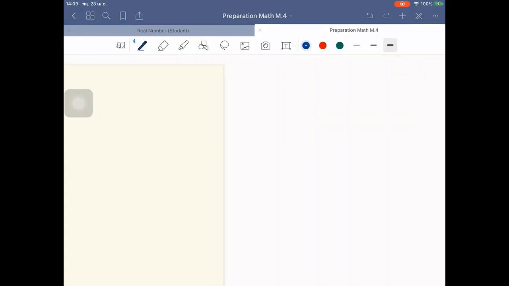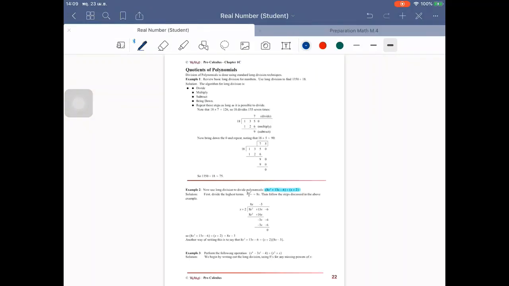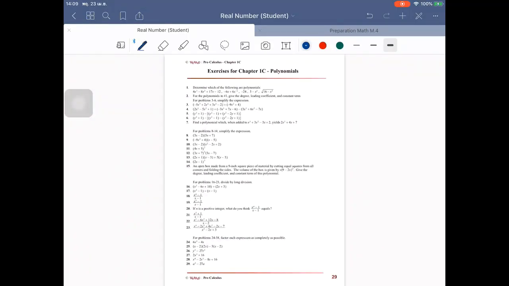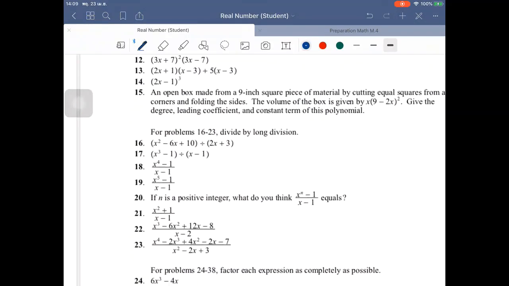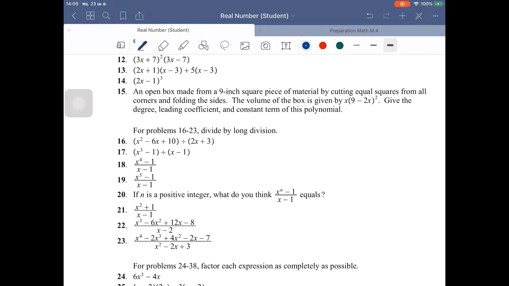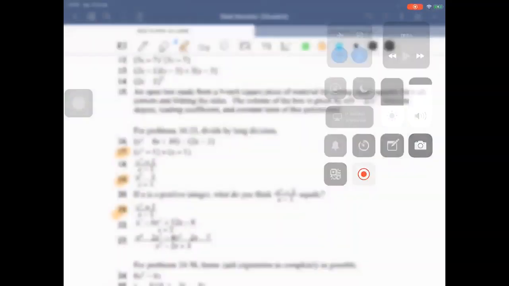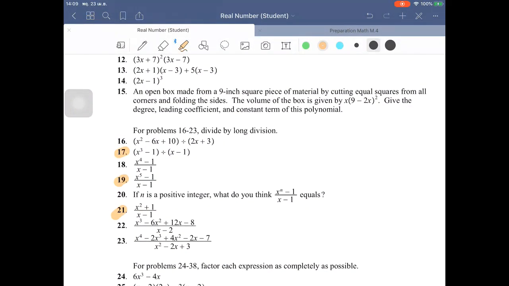Okay, then turn to page 29. Okay, the exercise, the long division here. Try to do the odd questions, but only some because it's too long. Try to do 17, 19, and 21, okay? I give you 7 minutes, okay?